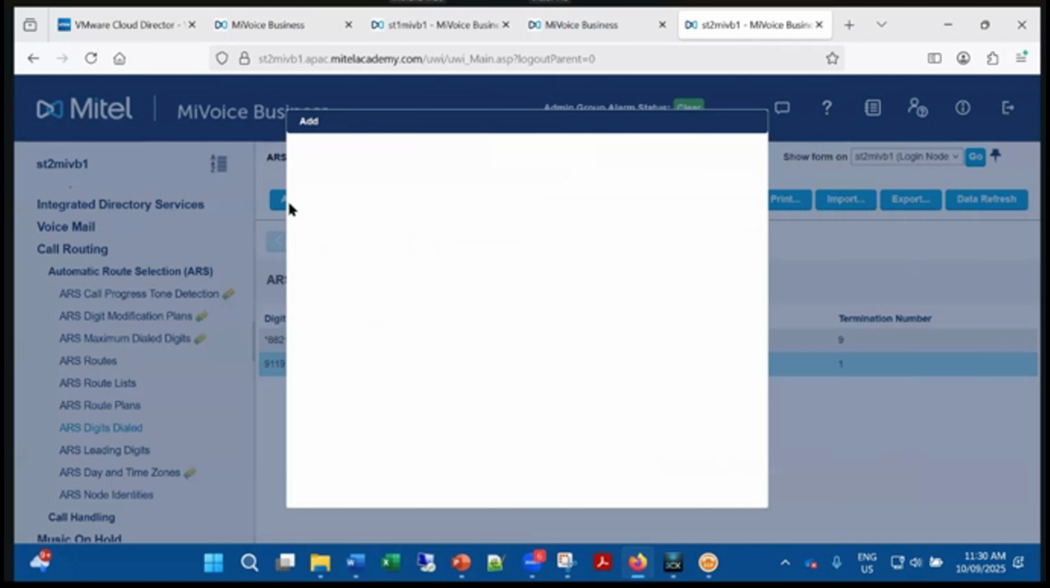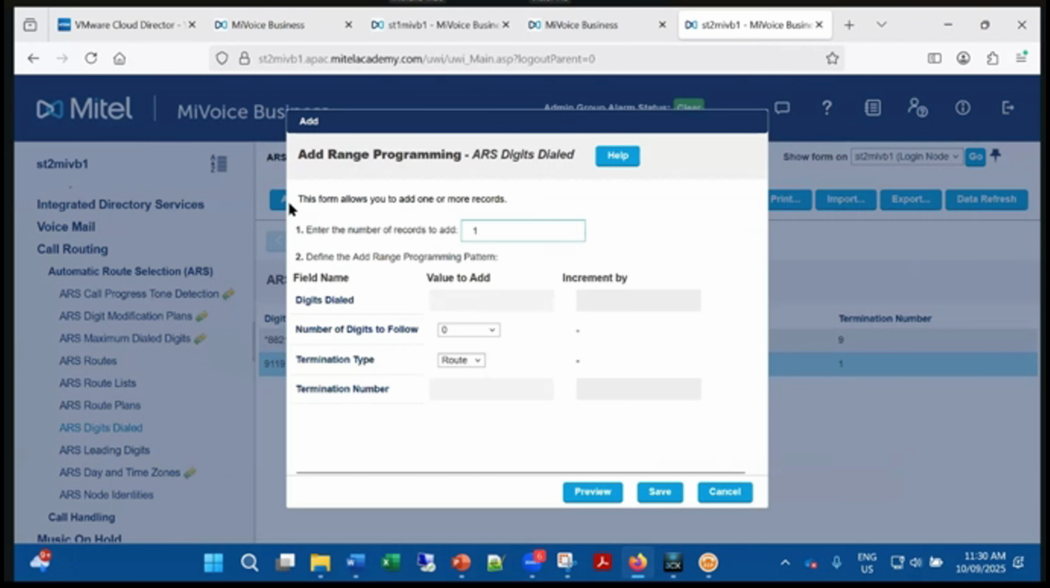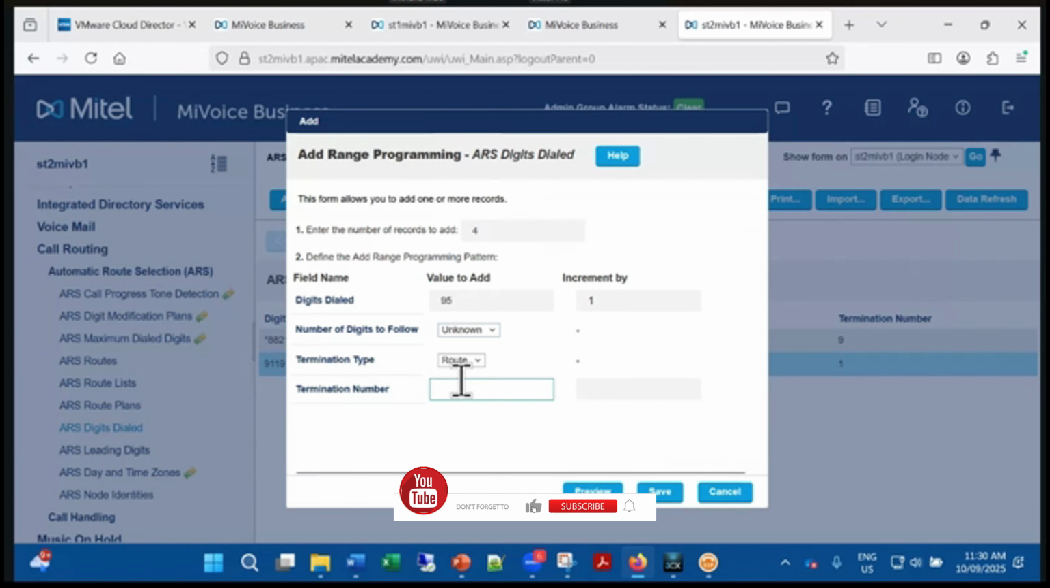My second row is 5, 6, 7, and 8. 4 numbers in a nice sequence. Starting from 9 for a line, 5. Increase by 1. And maybe, I don't know how many digits they can dial. And that must go out on route 2.